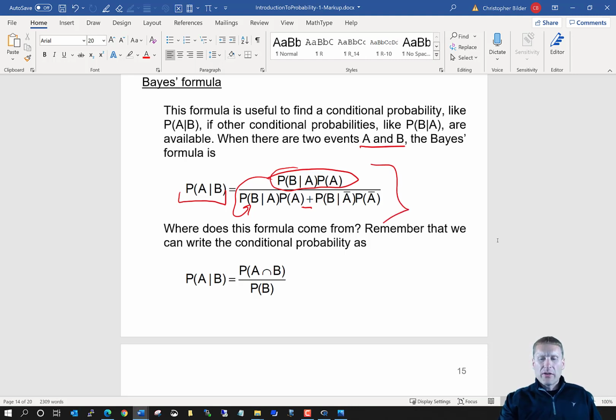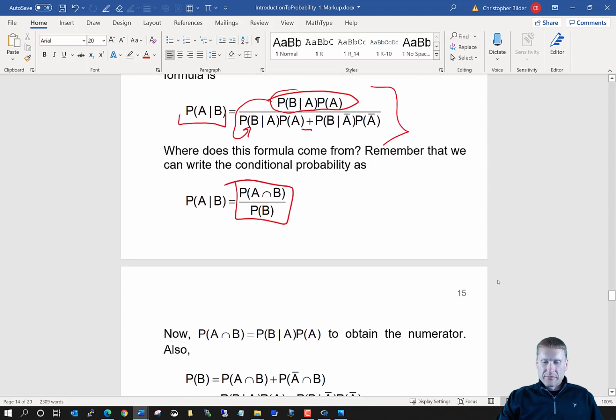Well, from an initial look here, you might be thinking, well, why? Where does that come from? Well, it all comes back to this original expression that we had before for the probability of A given B.